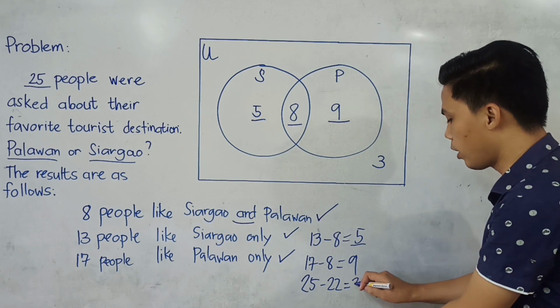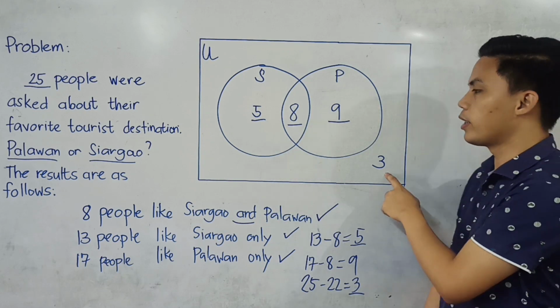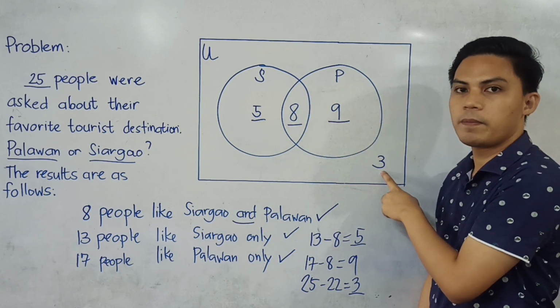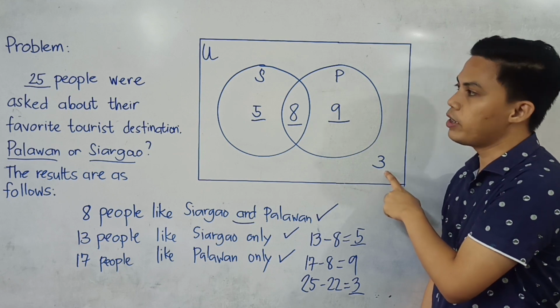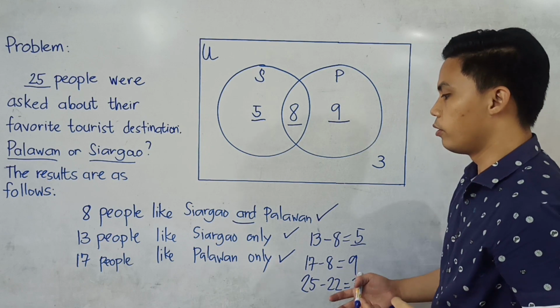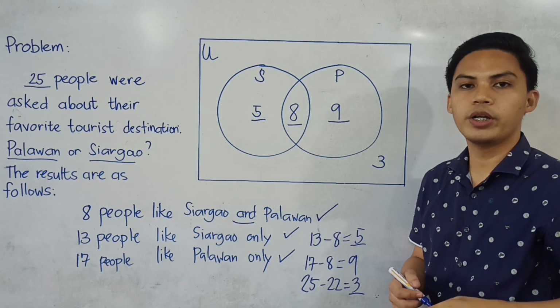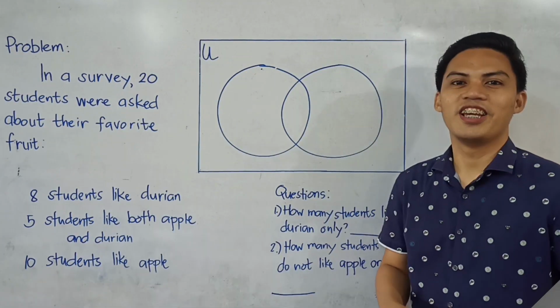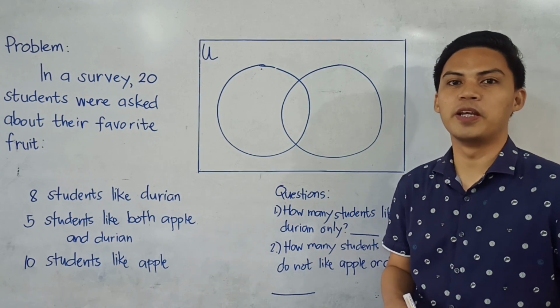So, that is 3. So 3 yung ilalagay natin sa labas ng dalawang sets. Okay? So, ibig sabihin nito, there are 3 people who do not like Palawan or Siargao.